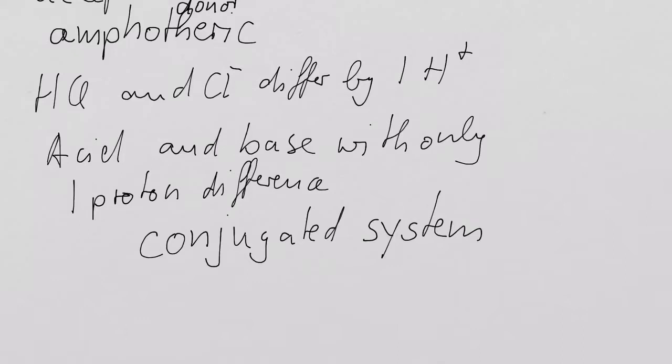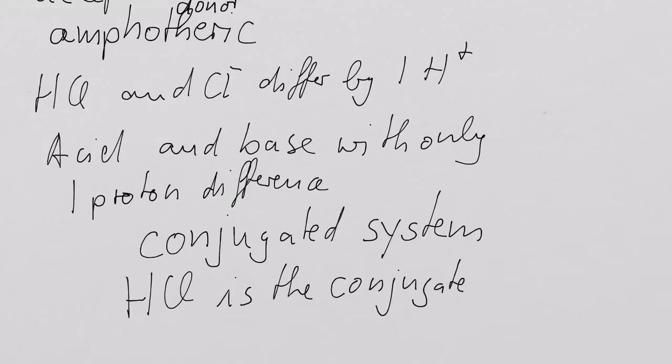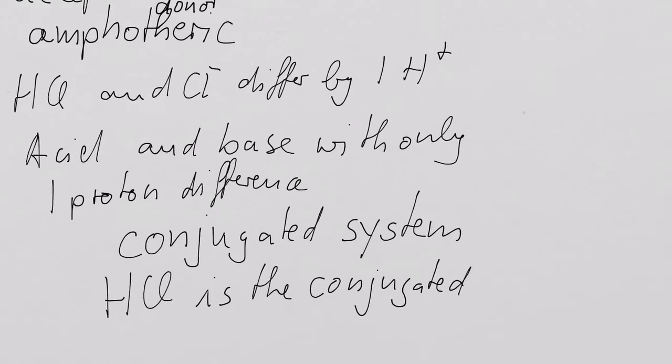So in this case, HCl is the conjugated acid to Cl minus. Well, you can turn it around. Cl minus is the conjugated base to HCl. Yeah? So far, it's just definitions.